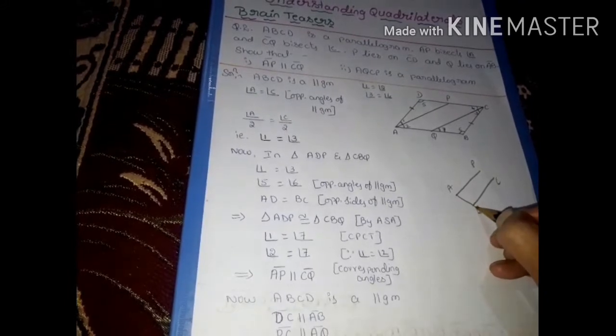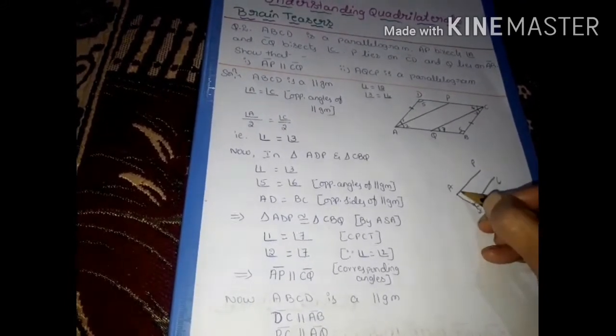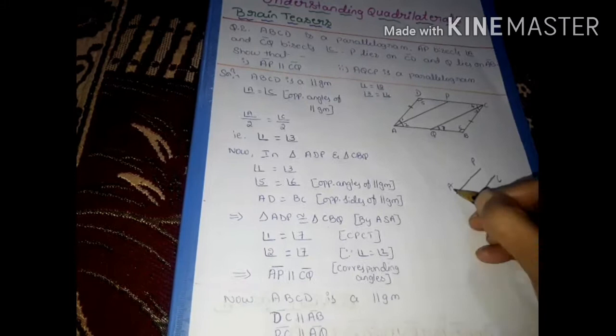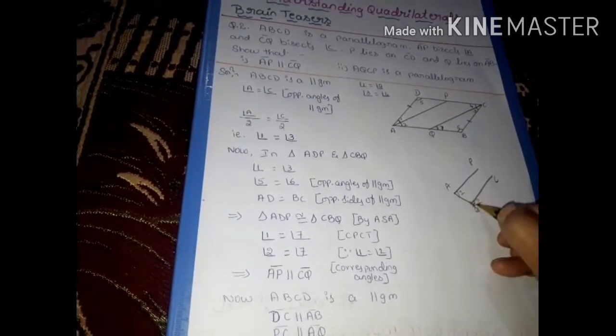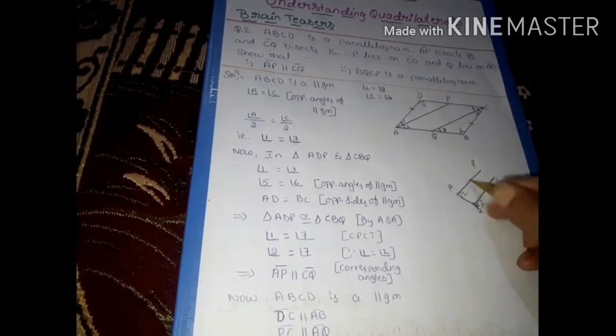This is QC. For this, a transversal line is formed here like this. Angle 2, this is angle 7. These two are corresponding angles, same side of the transversal, one is inside, one is outside. These two are equal. When these two are equal, the line segments AP and QC are parallel to each other.